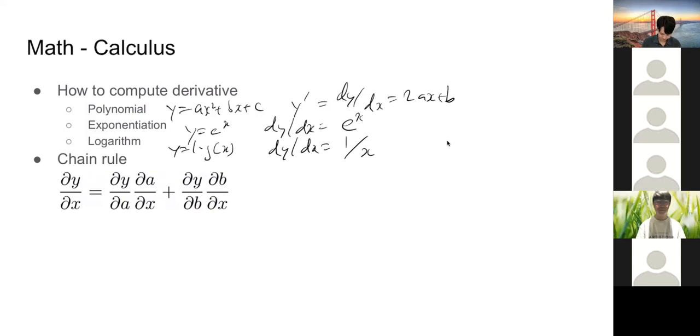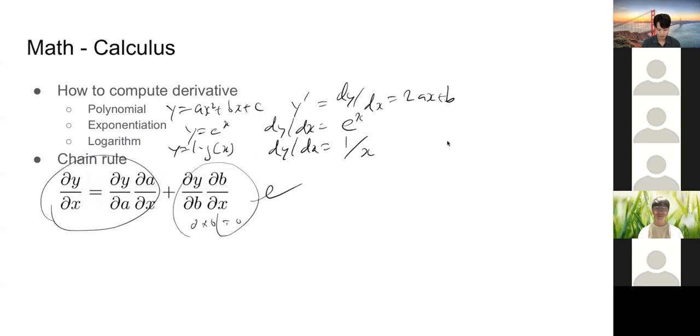And we talked about the chain rule. In the single variable case, you will just look at basically this part. But when we're talking about multivariables between two variables, y and x, you will have to do addition for each variable. That's the more generalized form, because if b is always zero or constant, then this term will be zero, and zero times zero will be zero. So you can think of this as a generalized form of the single variable case.